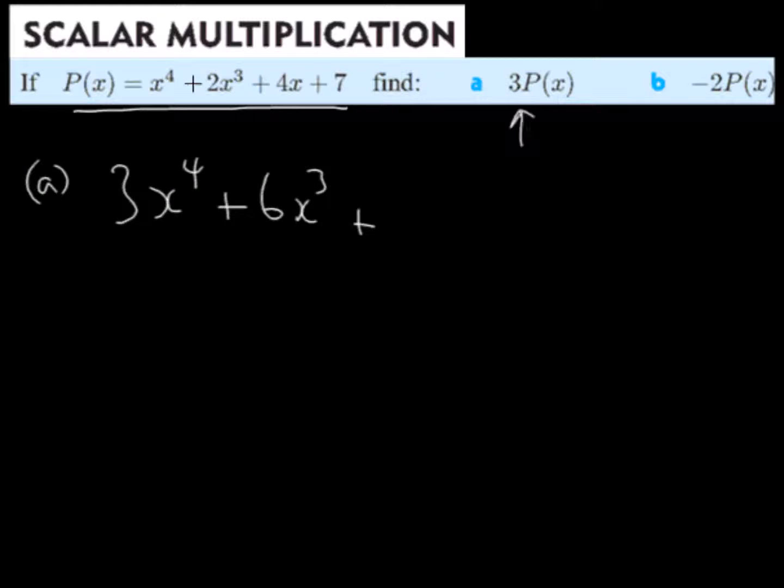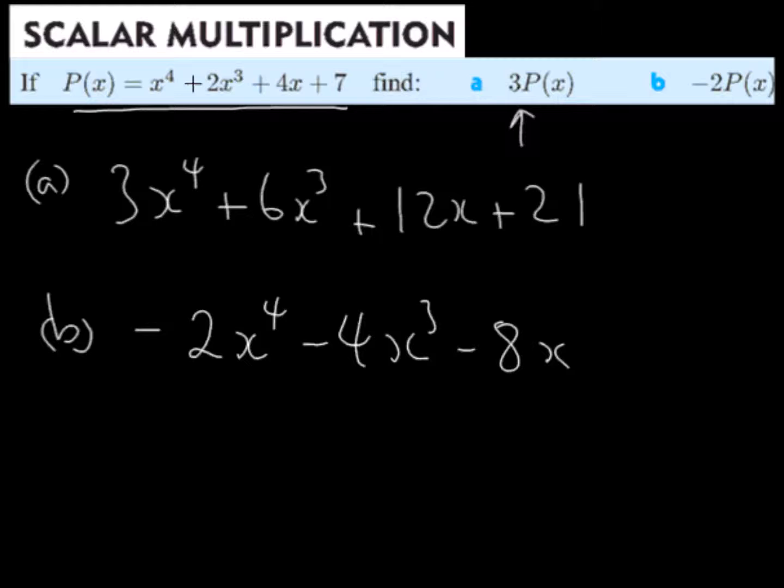Next we look at multiplication, and the first example is scalar multiplication, where a scalar is a constant. So here I have that 3 is the scalar, so 3 times p of x. For part A, all we do is multiply each term in the p polynomial by 3. So I end up with 3x power 4, 6x cubed, 12x plus 21. And for part B, you do much the same, multiply every part of the polynomial by negative 2. And we end up with this expression.